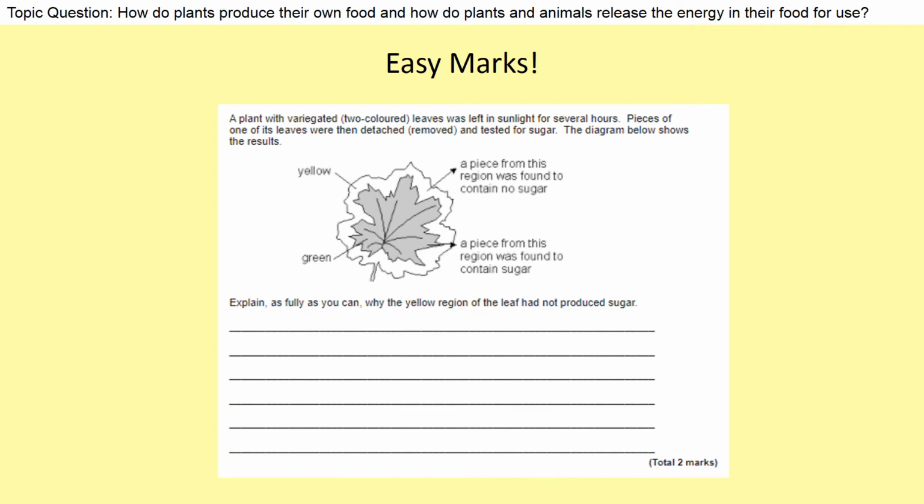So what you needed to do was explain as fully as you can why the yellow region of this leaf had not produced sugar. So we're looking for 2 marks. It's a 2-mark question, so 2 parts to this explanation. I'll give you a little bit of time to have a go at this, and again I'll warn you before it's time to move on in case you want to pause if you need a little bit extra time.